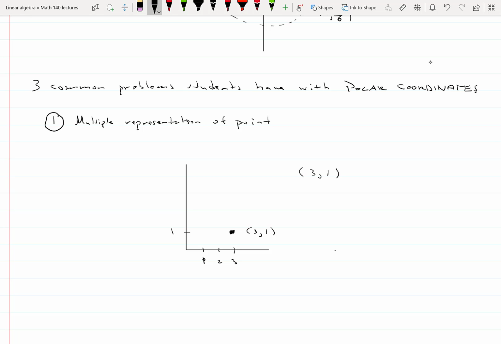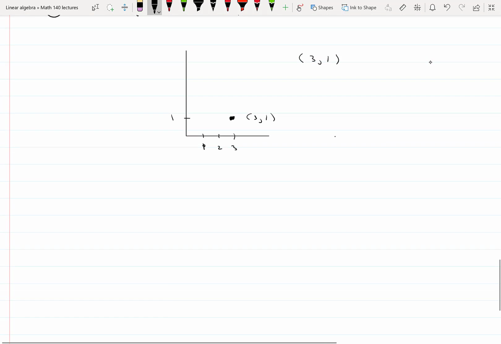You can't reverse the coordinates, you get an entirely different point. You can't change the values 3 and 1 and get the same point. You change the point if you change the numbers of the coordinates. In polar form, this is not the case.